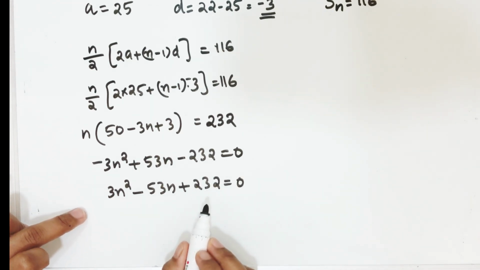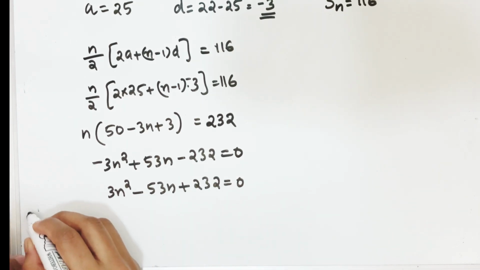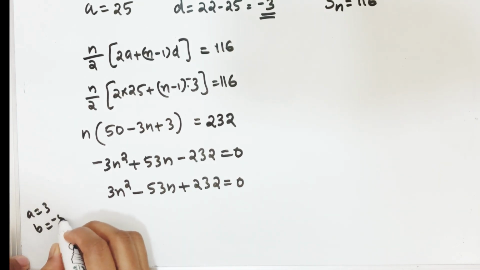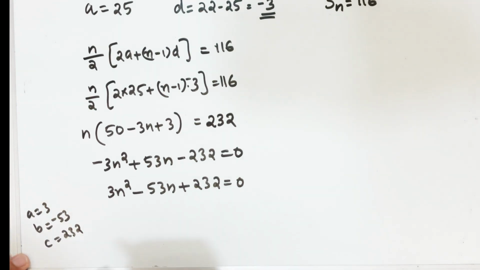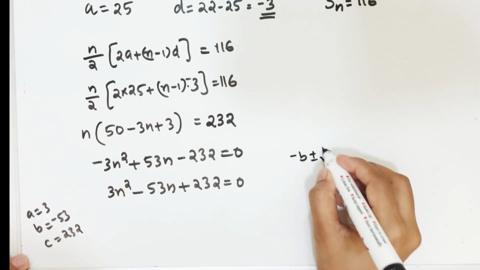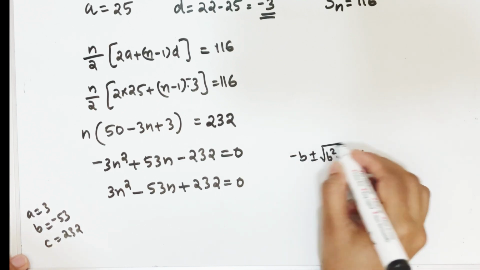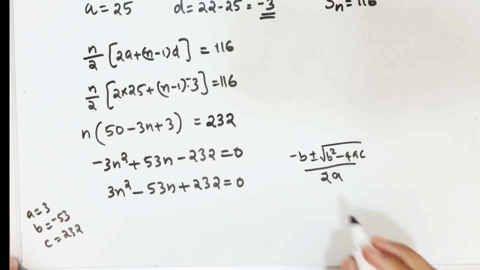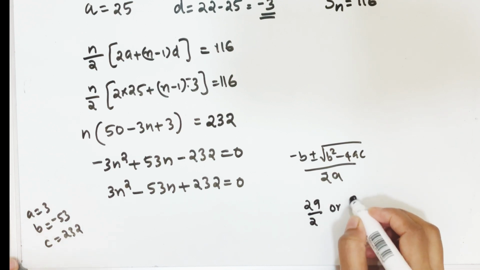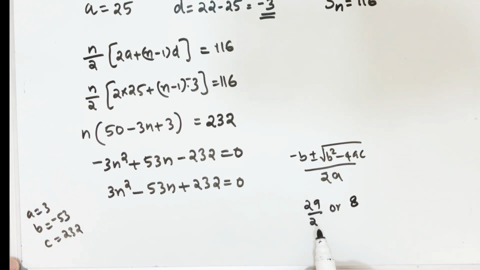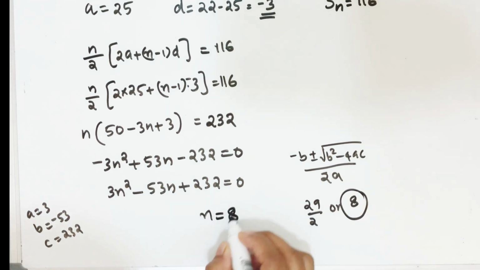This is a quadratic equation with a is equal to 3, b is equal to minus 53 and c is equal to 232. You can substitute it in minus b plus or minus root of b square minus 4ac by 2a. You will get the answer as 29 by 2 or 8. Here this is a fraction, so n cannot be a fraction. n is a natural number: first term, second term, third term, like that. So n is 8.